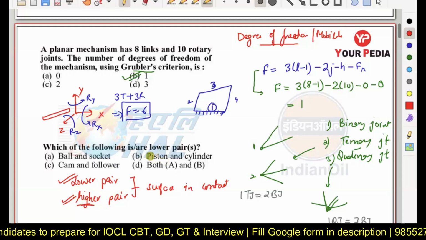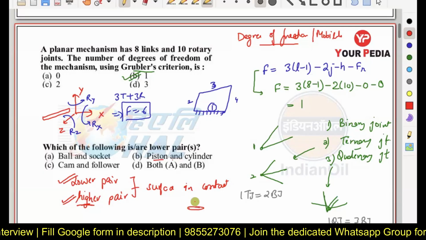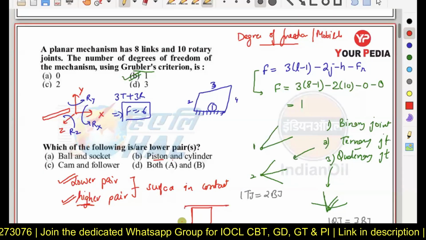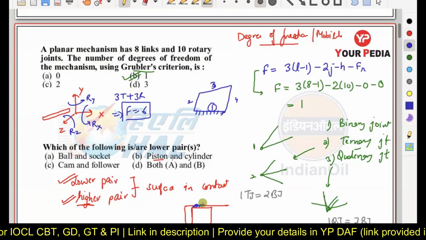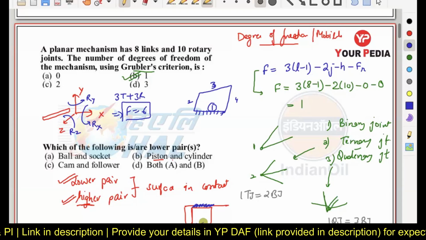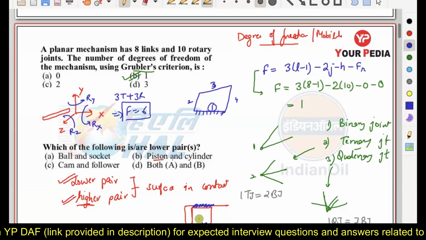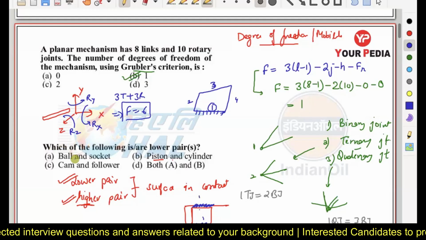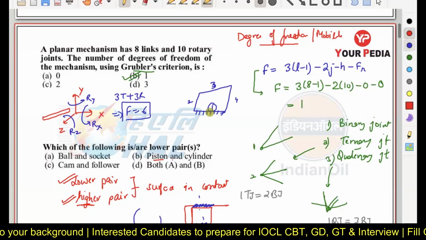For example, in the case of piston and cylinder, we have a surface contact. You can see in this figure, this highlighted blue color represents the surface contact between the piston and cylinder. So I can say it is a lower pair. In the case of a ball and socket joint, we have a curved surface, and inside it we have another curved surface.